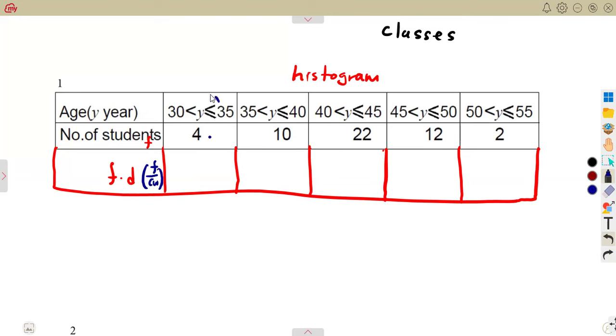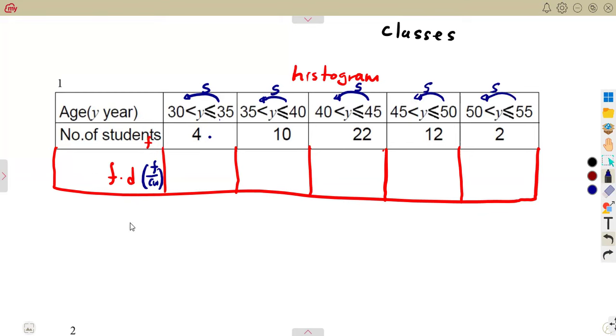Remember, class width is the upper class minus what? Lower class. 35 minus 30 is a 5. 40 minus 35 is a 5. 45 minus 40, there's a 5. 50 minus 45, there's a 5. 55 minus 50, there's a 5. We are calculating the class width.